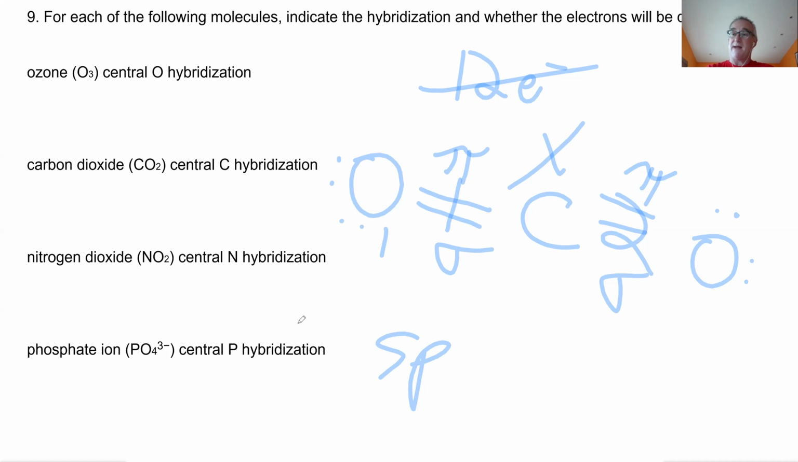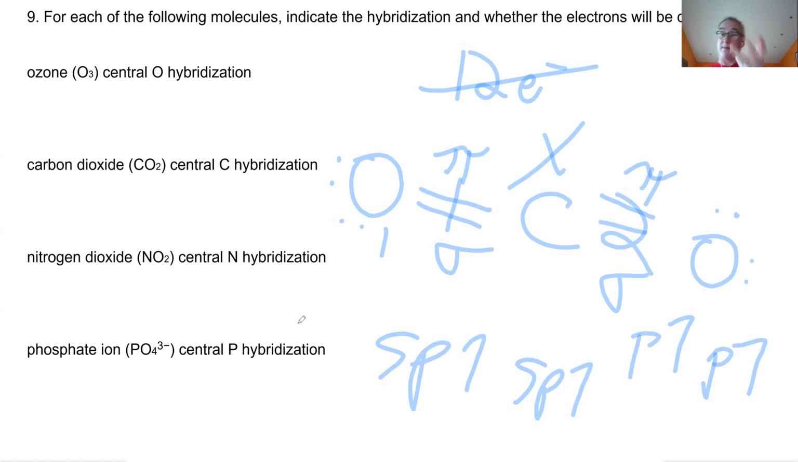So remember, when this hybridizes, carbon's got 4 valence electrons. So now it has 2 sp orbitals with an electron in each one, and it has 2 p orbitals left over with an electron in each one. So who makes the sigma bonds and who makes the pi bonds? The sigma bonds are in the sp orbital, and the pi bonds are in the p orbital.